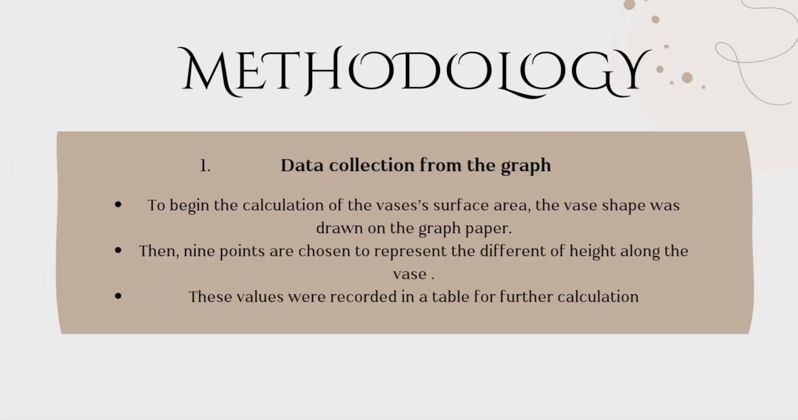For methodology, we have two steps. Step number 1 is we collect the data from the graph. To begin the calculation of the vase surface area, the vase shape was drawn on the graph paper, and then 9 points are chosen to represent the difference of height along the vase. These values were recorded in a table for further calculation.